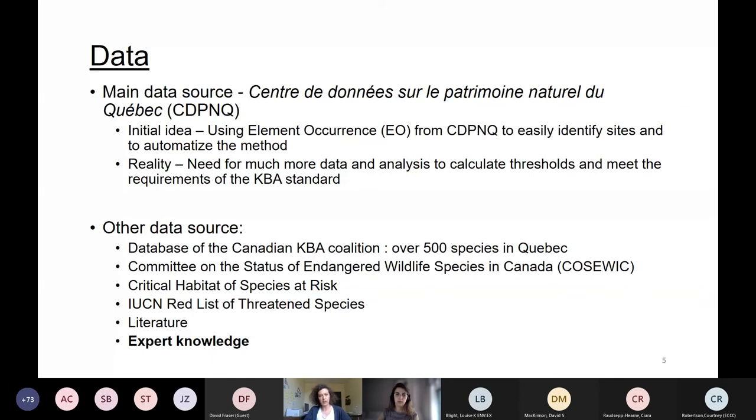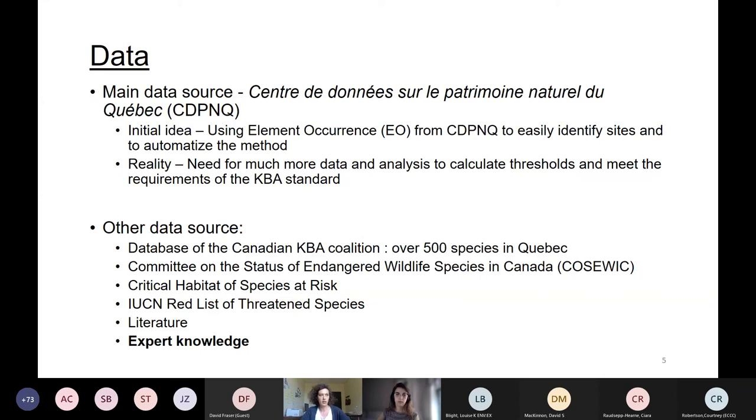So the other data source that we are using, we are of course using the database of the Canadian KBA Coalition that identified over 500 species in the territory of Quebec, mainly species that might trigger the A1 criterion, so for sites for threatened species.